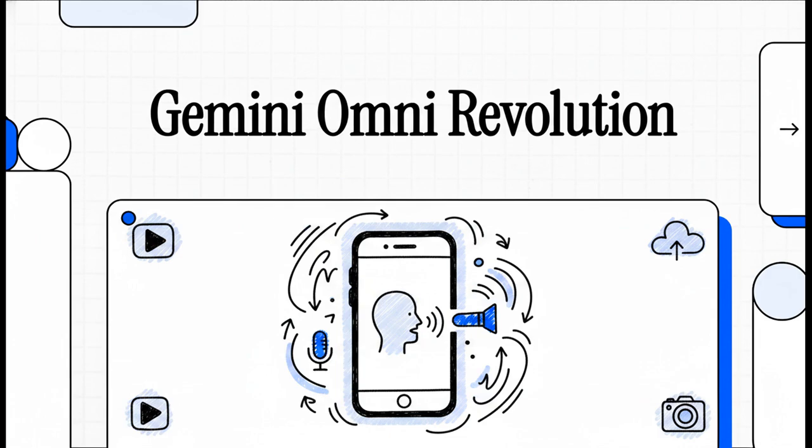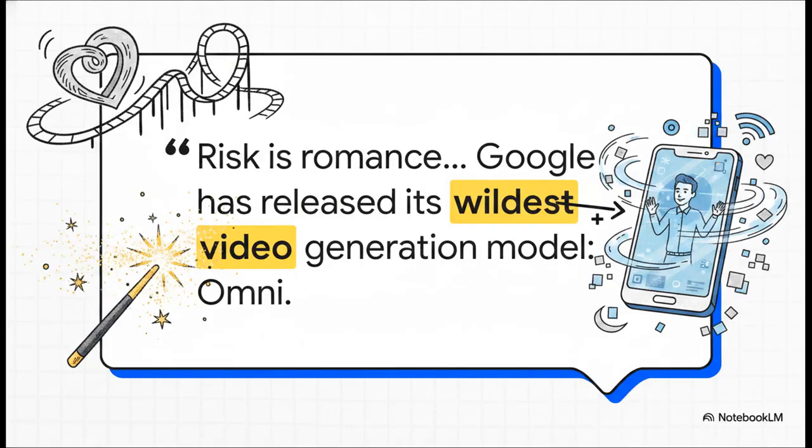Well, not anymore. To really set the stage here, there's this fantastic quote translated from our source material today, which is a really fascinating guide by Dr. Rachana Nagal. She starts things off by saying, "Risk is romance, and life is magic." Google has released its wildest video generation model, Omni. I just love this framing because it perfectly captures the sheer hype, the excitement, and honestly, the almost unbelievable capability of what Google has just handed to everyday users. It really does feel a little bit like magic when you see it in action.